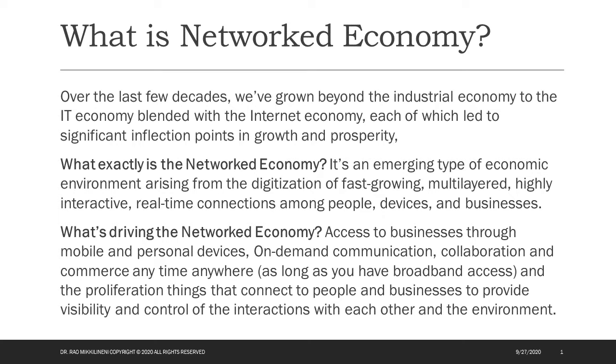What's driving the networked economy? Access to businesses through mobile and personal devices, on-demand communication, collaboration, and commerce anytime, in any form, text, voice, image, or video, anywhere, as long as you have broadband access, and the proliferation of things that connect to people and businesses to provide visibility and control of the interactions with each other and the environment.